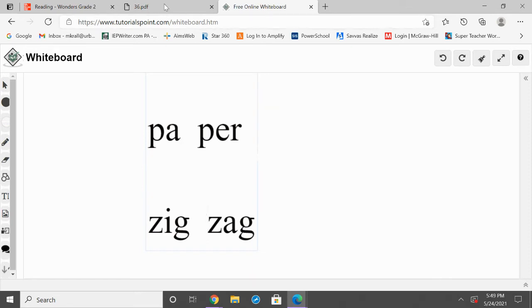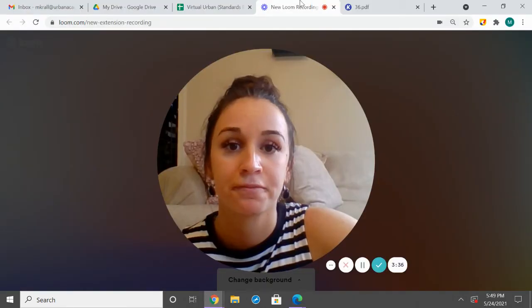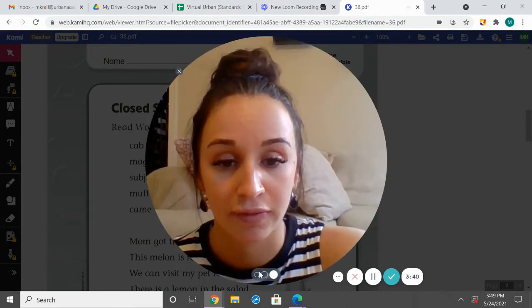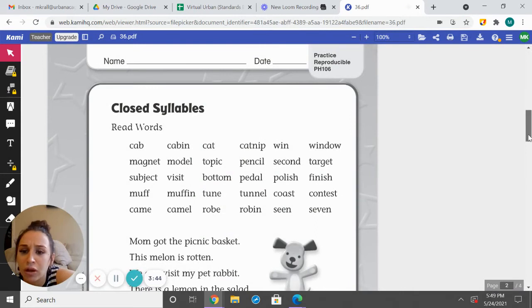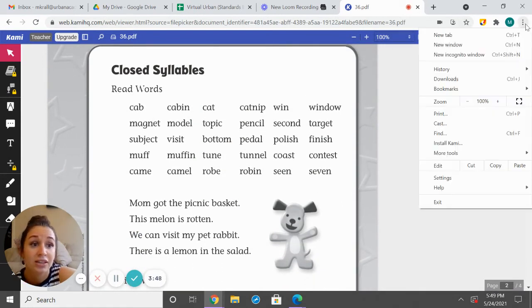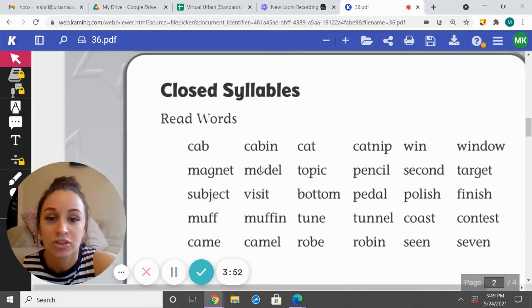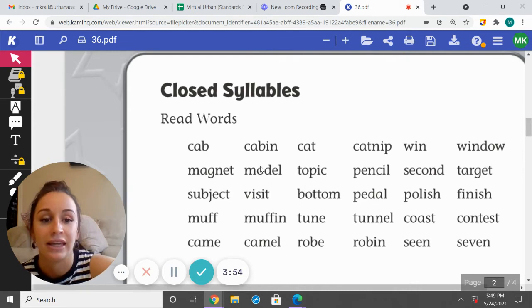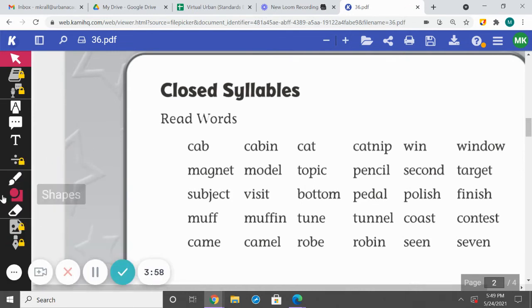So let's go ahead, and we are going to open up this page that we're going to work on. Let me go ahead and make myself in the corner so I'm not in your way. So let's practice with some closed syllables first. We're just going to practice reading some of these words so that we know why they're closed, and let's talk about it. So the first one I want to look at is this one right here. Let me get my drawing tool out.